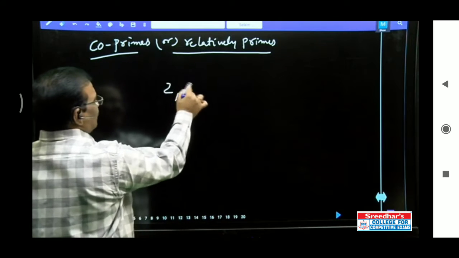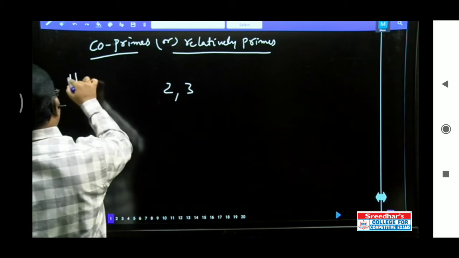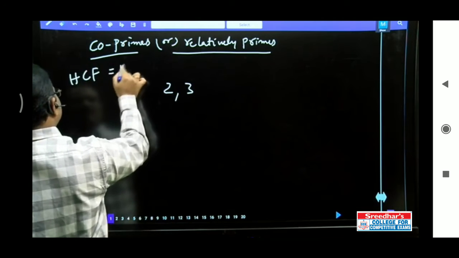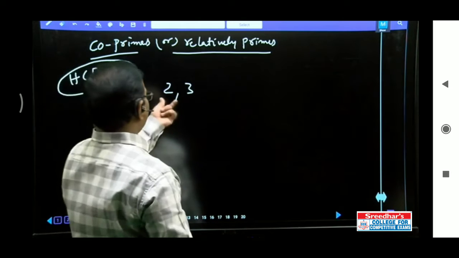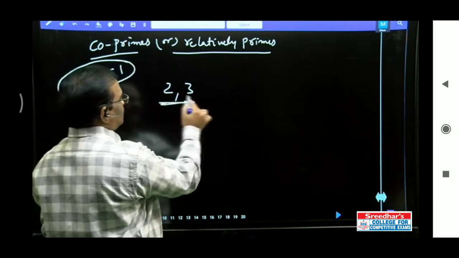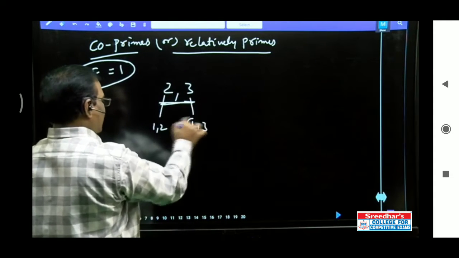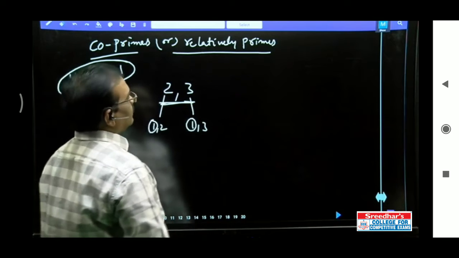If you take any two primes, then those two primes are relatively primes. The HCF of two numbers should be 1. If the highest common factor is 1, then those two numbers are said to be coprimes or relatively primes. 2 and 3 are coprimes, because the factors of 2 are 1 and 2, and the factors of 3 are 1 and 3. Therefore the highest common factor is 1, so these two are relatively primes.